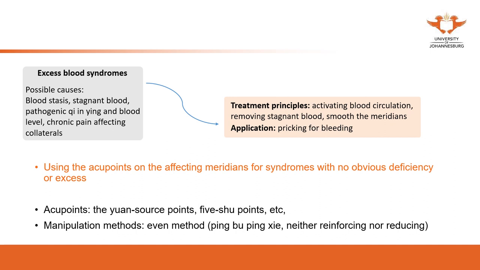The last principle: using the acupoints on the affected meridian for syndromes with no obvious deficiency or excess. In some situations, you won't be able to identify deficiency or excess because it's not that obvious, or it's at a very early stage of disease. In this situation, we can use the Yuan source points or all the five Shu points, etc. We can use the even method, neither reinforcing nor reducing. So that's what is meant by the even method.